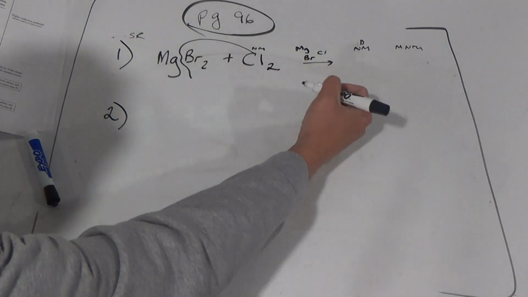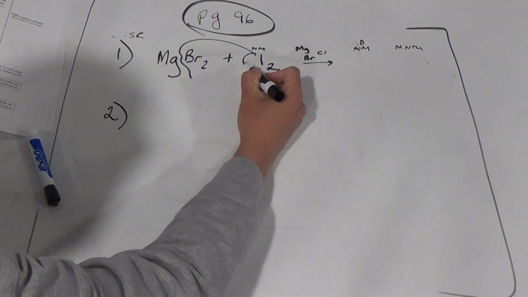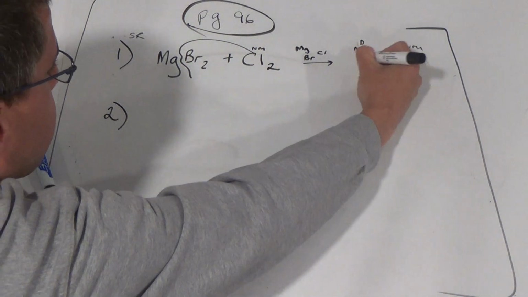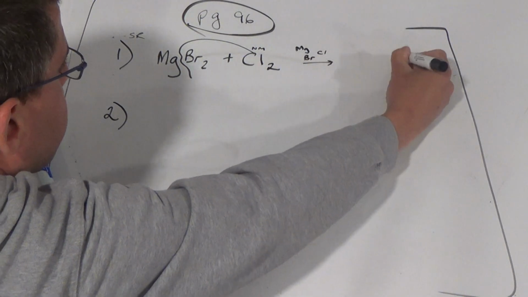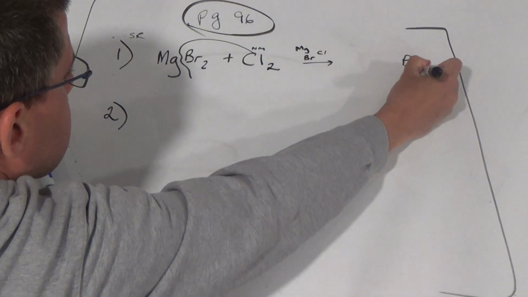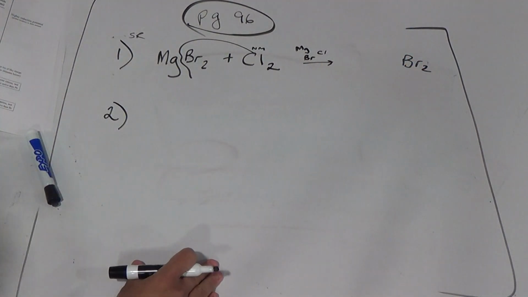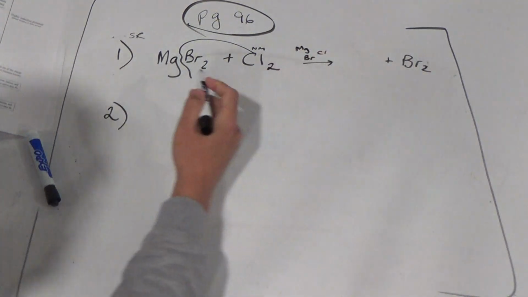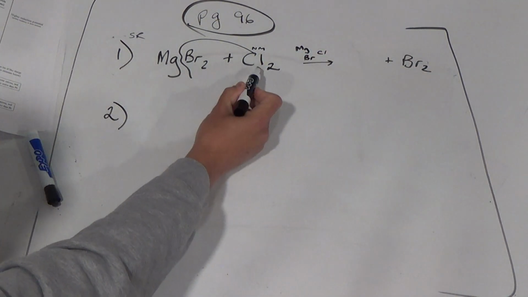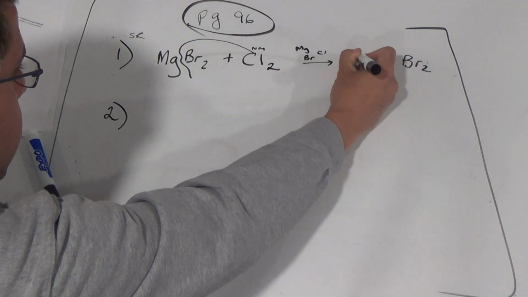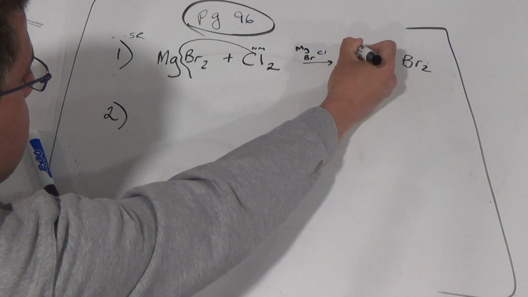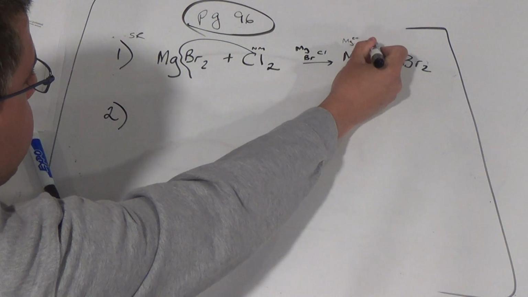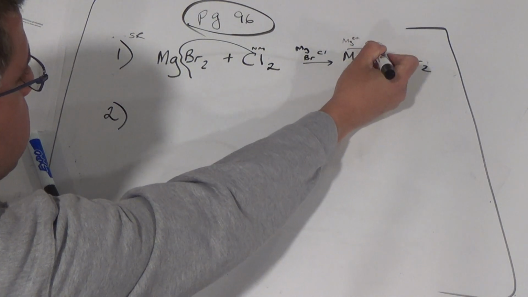But what could be formed here? So we see that we have diatomic bromine. So over here, we're going to put bromine by itself, just like that. And then we have to know magnesium chloride, MgCl2. How do you get MgCl2? You have to know it's Mg2+, Cl negative, Cl, you know how to do that.